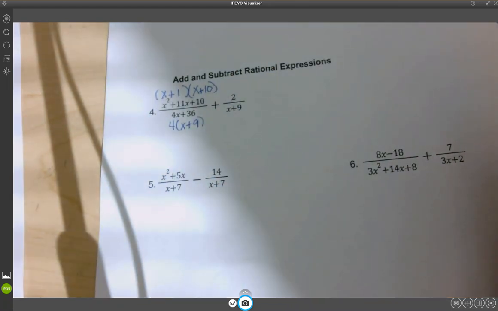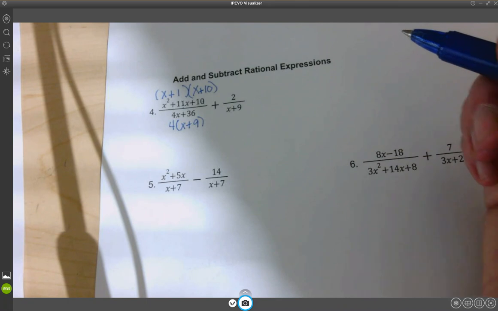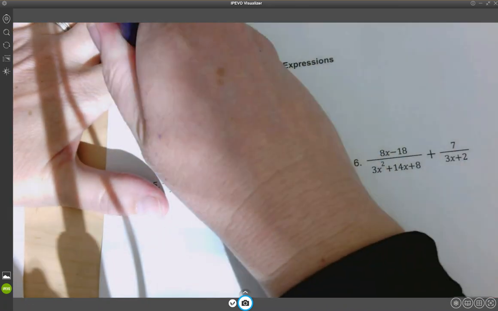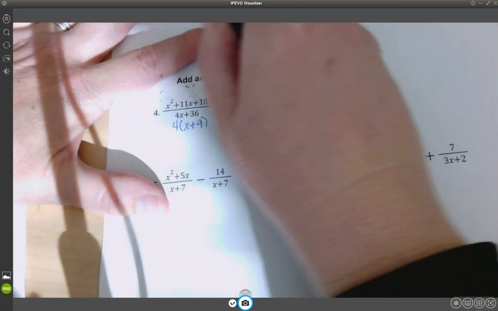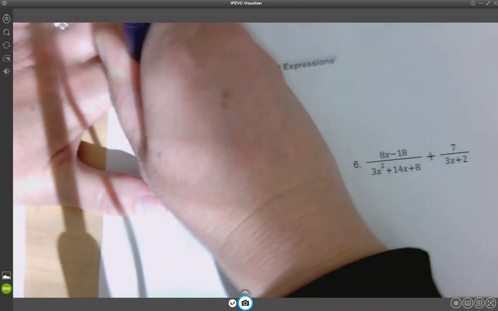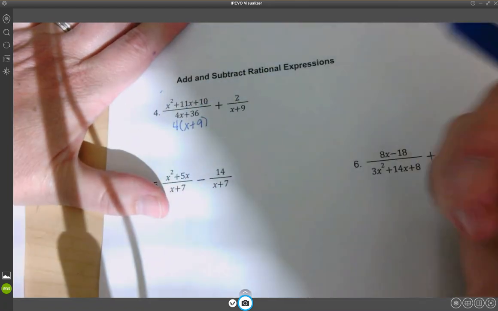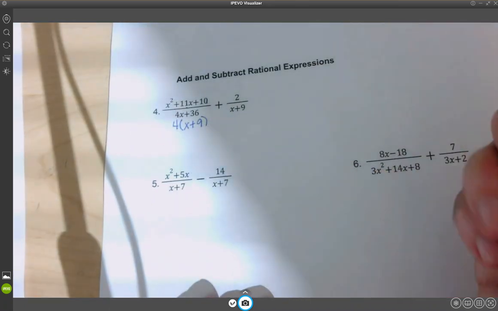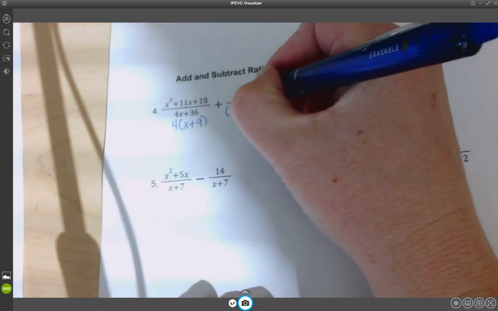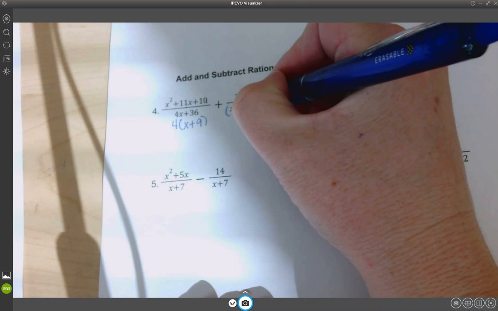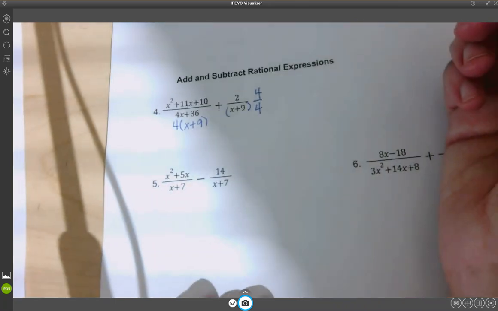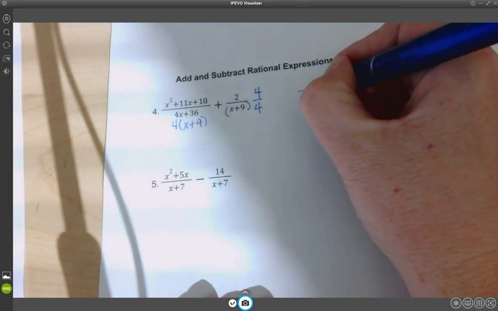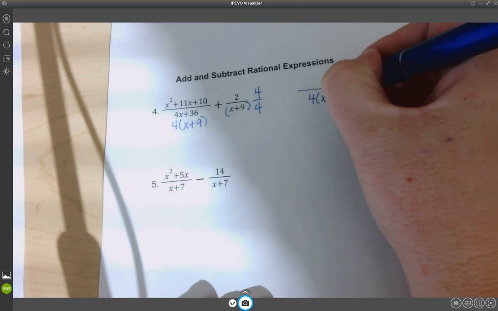Now, looking back at it, I realize that I actually don't want to factor my numerator when I'm adding and subtracting. So I'm actually going to erase that, because it's not going to actually help me yet. I'm going to factor later at the end if I need to. So, looking at my denominators, I have 4 times x plus 9, and here I have just x plus 9. So what I need is to multiply this fraction by 4 over 4 so that I have a common denominator. So now I have one denominator, which is 4 times x plus 9.